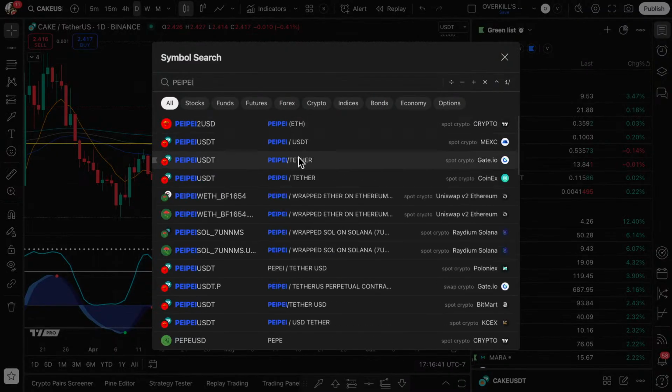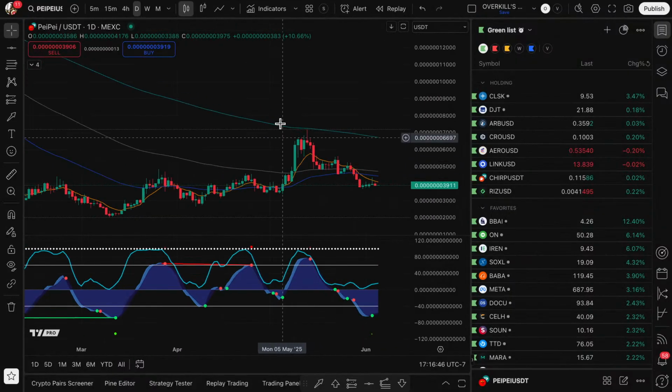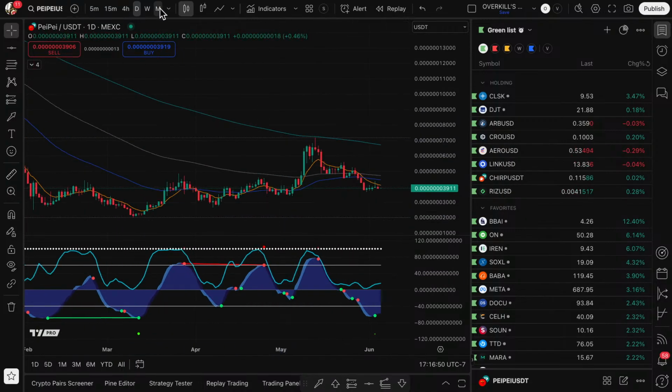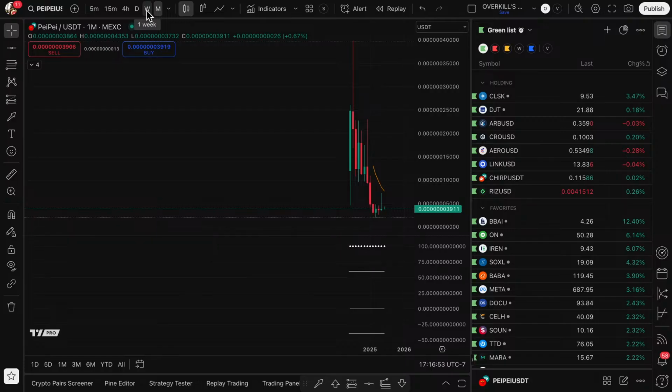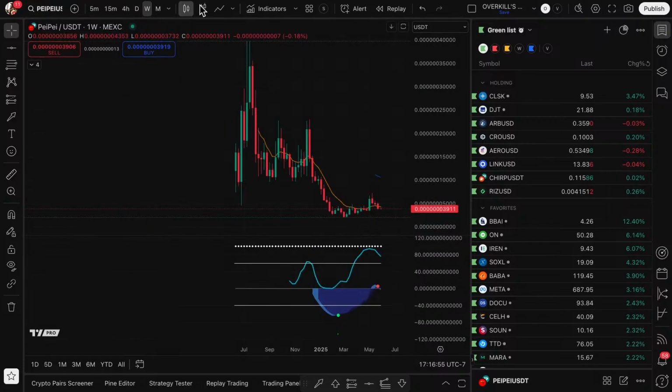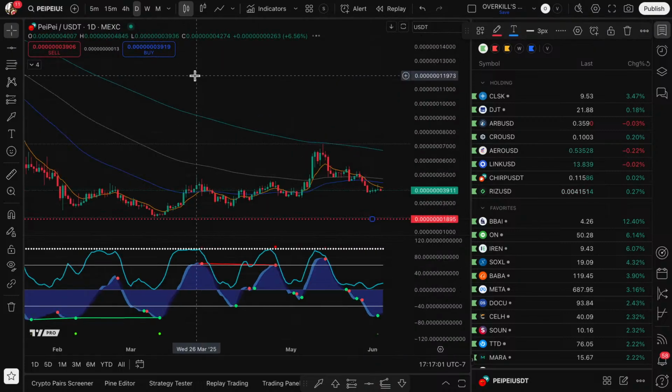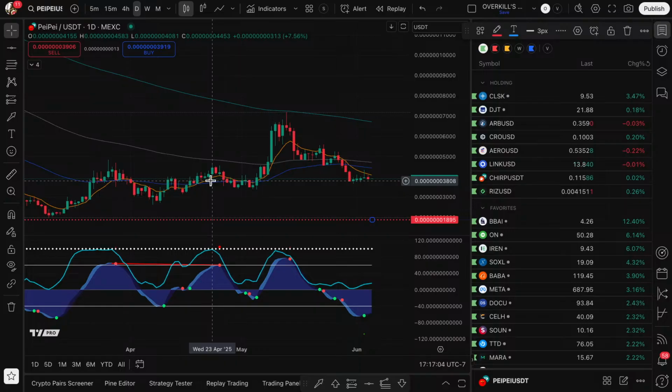How do you say this one? Is this PP? PP looks very weak. It looks like a meme coin. I wouldn't touch it. If you do touch it, I would make sure to use a stop loss right there, but that's a 50% drop. So I don't mess with meme coins, guys. I like to buy good quality projects that have proven themselves over time.